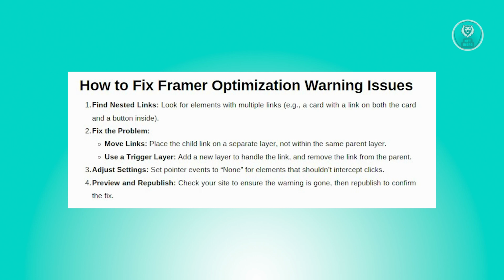Preview your site to ensure the changes work and the warning signs no longer appear. Also, ensure the different view variants of desktop and mobile do not have conflicting links. For instance, hide hover effects for mobile versions. After making adjustments, republish your website to confirm that the warning has been resolved.